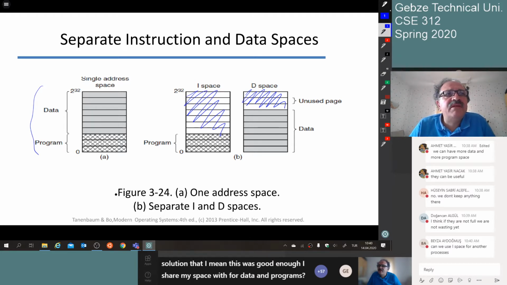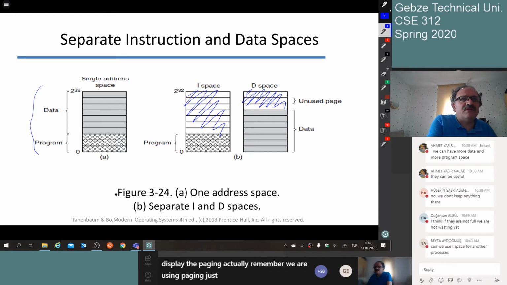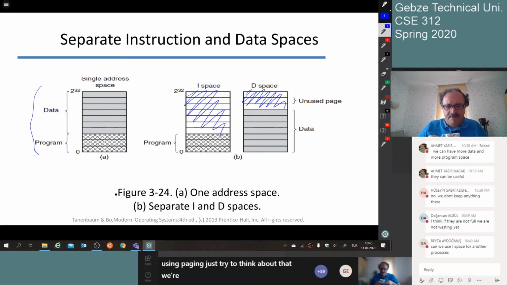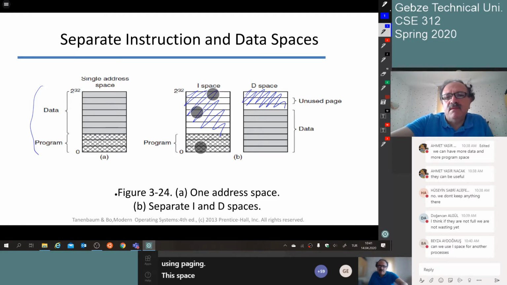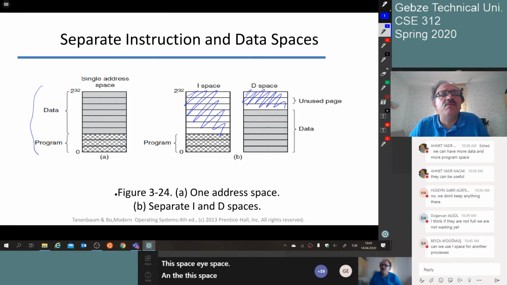So this is a fundamental problem that is actually addressed by paging. Remember, we are using paging. Just try to think about that. So try again. Think about paging. We are using paging. This I space and the D space, they are both paged. It means what?